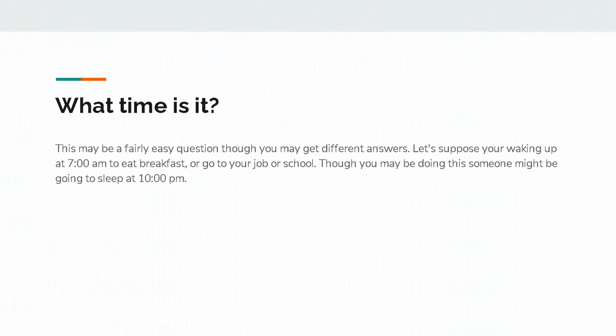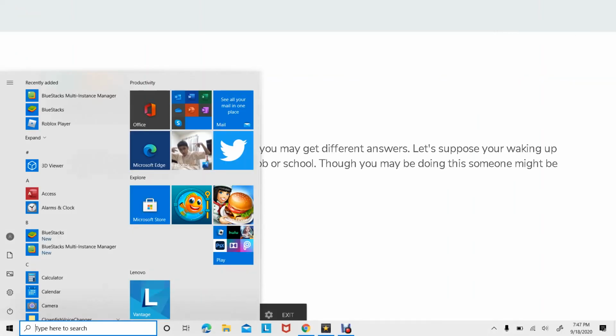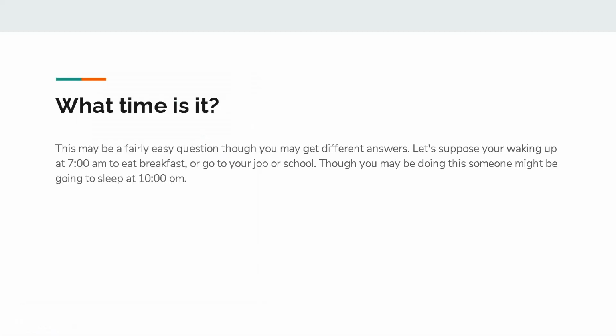What time is it? This may be a fairly easy question for you in your local place. I live in New Jersey. Right now, what time would it be? It's 7:47 p.m. Though this may be different in many places. Let's suppose you're waking up at 7 a.m. to eat breakfast or go to your job or school, because most schools nowadays you have to wake up early, or for a job you have to wake up early, get ready, eat breakfast, wear your suit. And though you may be doing this right now, someone may be finishing all their jobs, cooking or doing the dishes, and going to sleep at 10 p.m.